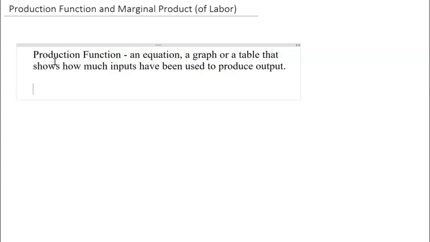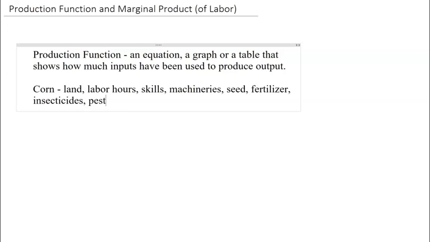Now, if I list what are the inputs to my production, let's say I have a farm and I want to produce corn. To produce corn, I need land, I need some labor. So I need labor hours. I need some skills because I need to know when to plant the corn, what kind of fertilizer to use, and all those other things. I need machineries. I need seed, fertilizer, insecticides, pesticides, and many other things.